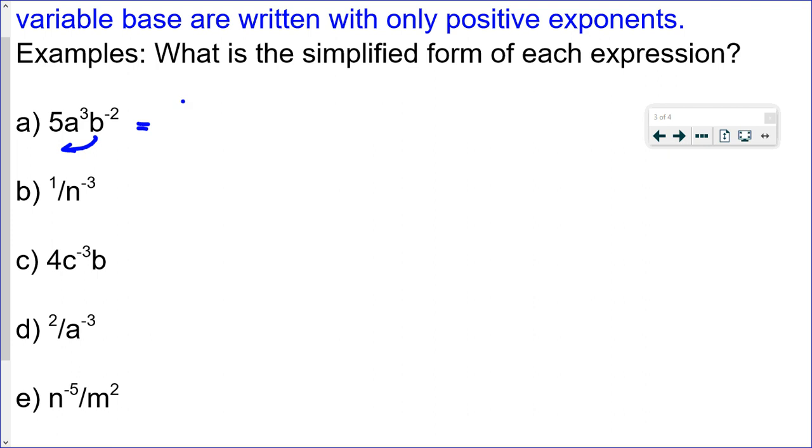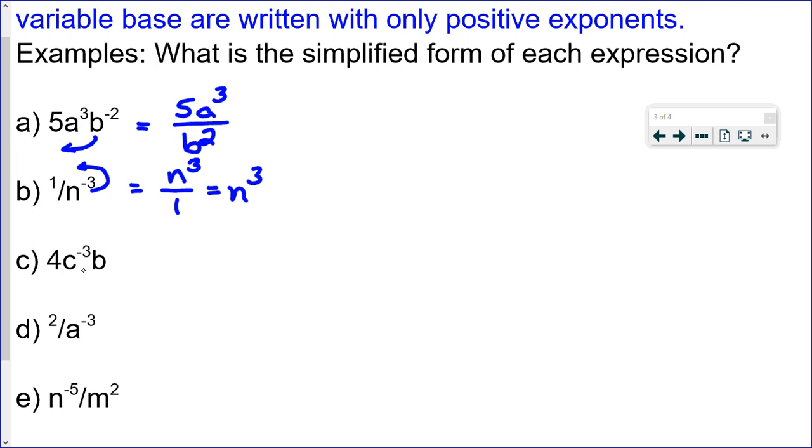So what we get: leave the 5 and the a to the third in the numerator and put the b in the denominator. And that's it. That's all you have to do. All right. Again, if it's in the denominator, then move it up to the numerator. So to make this n a positive third, we move it up to the numerator. And I don't need to write that over 1, so I'm just going to simplify it to n to the third.